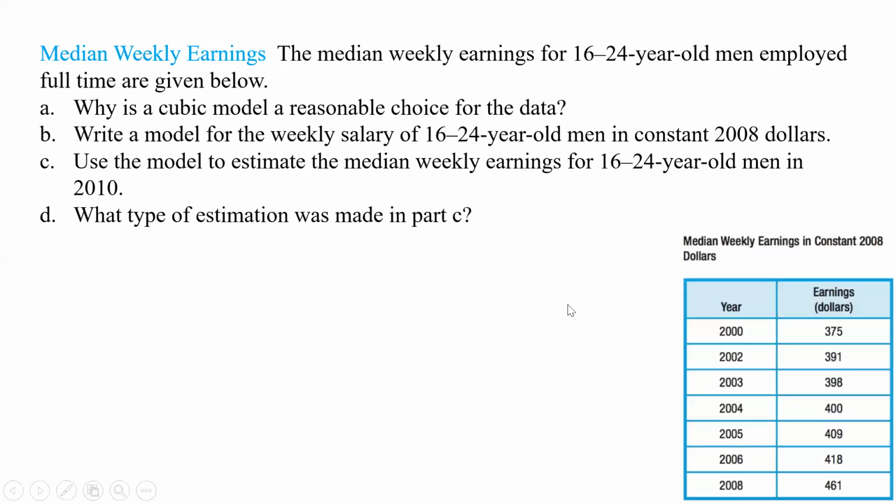Okay, so the next one I'm going to do is median weekly earnings. This is number 17. It says median weekly earnings for 16 to 24-year-old men employed full-time are given below. Now, why is a cubic model a reasonable choice for the data? Write a model for the weekly salary of 16 to 24-year-old men in constant dollars. Use the model to estimate the median weekly earnings in 2010, and what type of estimate was made in part C?